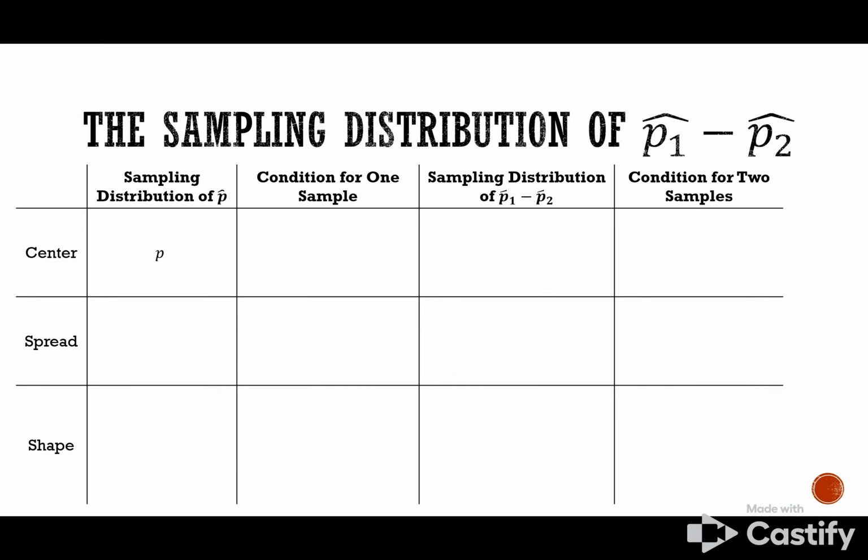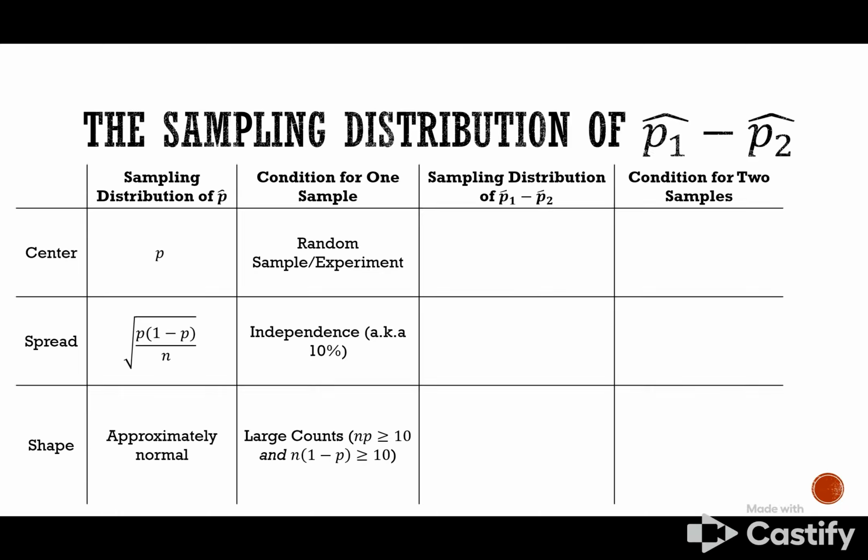Centered at P, the population proportion, if the data come from a random sample or randomized experiment. The spread is the square root of P times 1 minus P over n if the data points are independent. And the shape is approximately normal if the large counts condition is met.